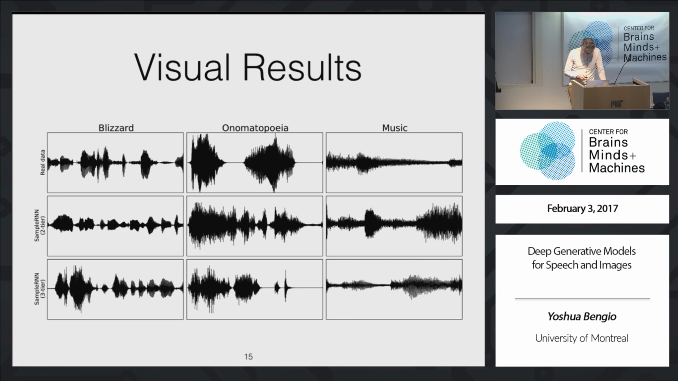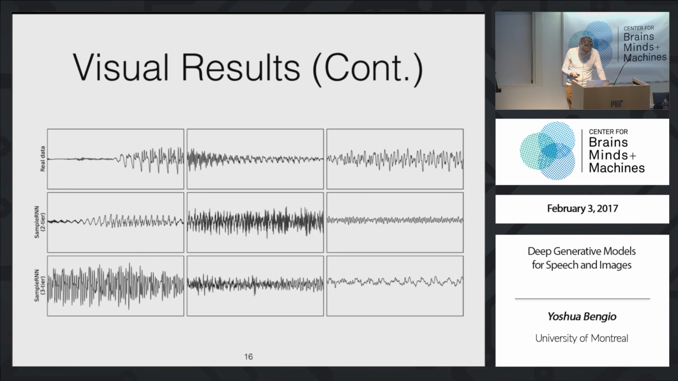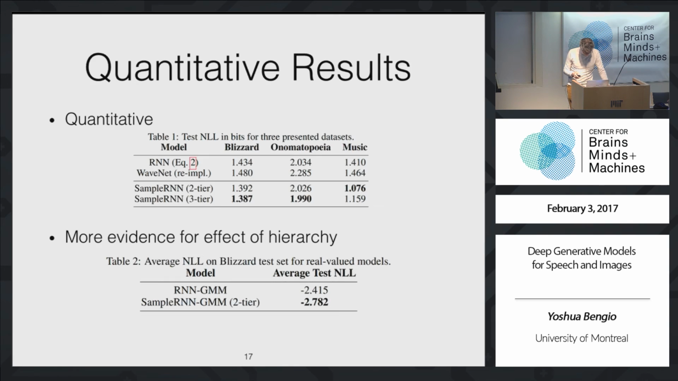And you generate things that, at least in terms of envelope, look right. On top, you see the kind of training data. So Blizzard is speech. Onomatopoeia are these special vocal effects, like ha, hoo, things like that. And this is supposed to be music. And these are from two of the models with different depths of the hierarchy. You can zoom in and you can see that it seems to be capturing, at least visually, what you would expect. It's hard to distinguish visually by looking at the signal. As you'll hear, we can still, of course, distinguish that it's not the real data.